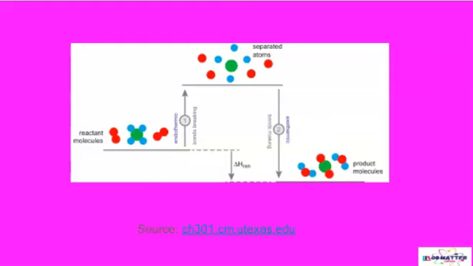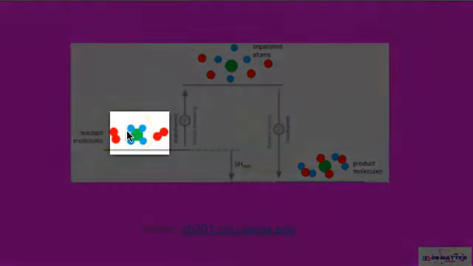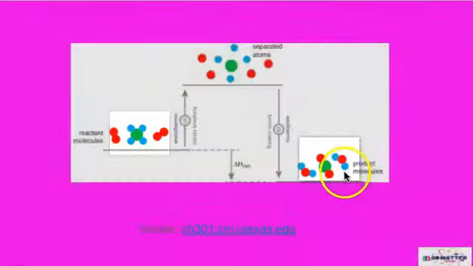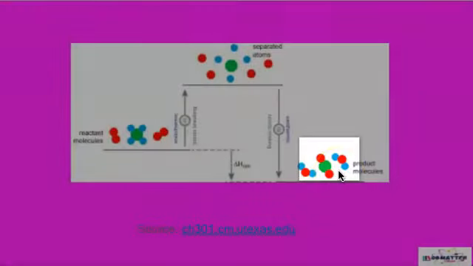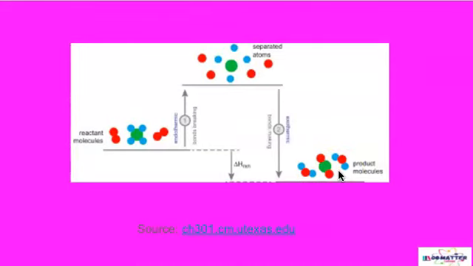During a chemical reaction, old bonds, that is bonds between the reactants, are broken and new bonds, that is bonds in the products, are formed. Breaking bonds requires energy, while forming bonds releases energy.